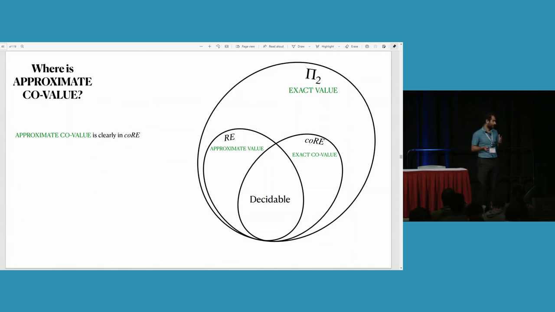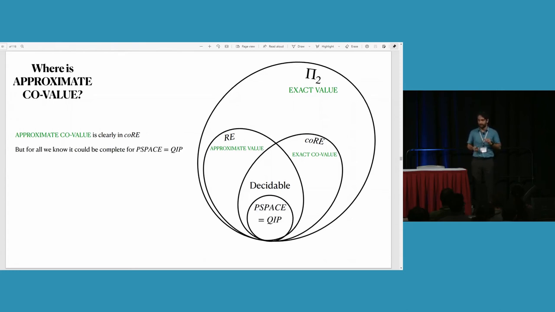But there is something missing in this diagram. We talked about exact co-value, but what about approximating the commuting operator value? We did not talk about that problem. Well, approximate computation is never harder than exact computation, so the approximate co-value sits somewhere inside co-RE, but where exactly, we don't know. For all we know, it could be somewhere between PSPACE and co-RE. The conjecture is that it is in fact complete for co-RE, that exact and approximate computation of the co-value have the same hardness. This is in contrast with exact and approximate value, which have widely different hardness.